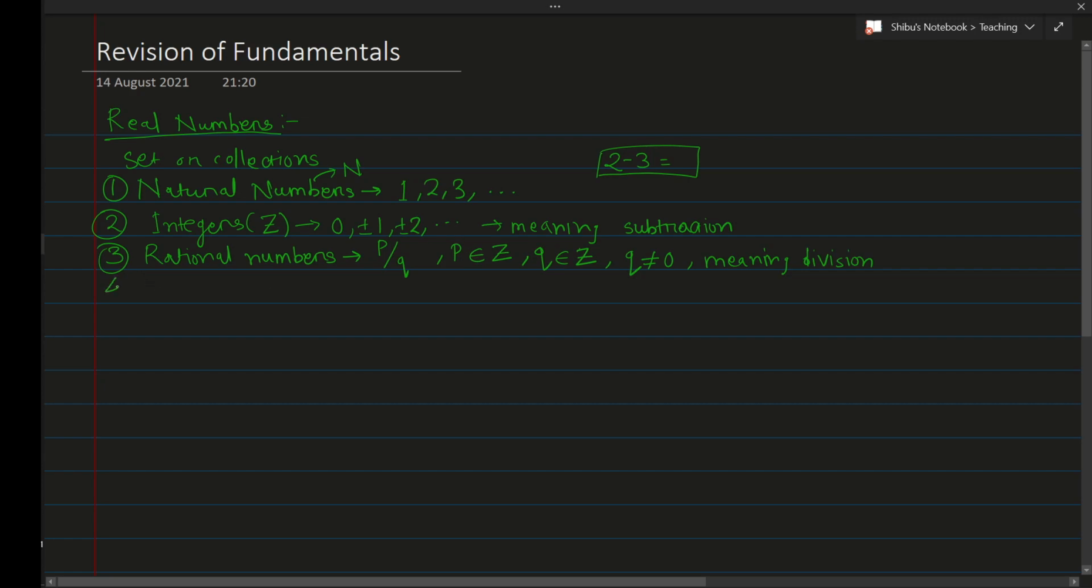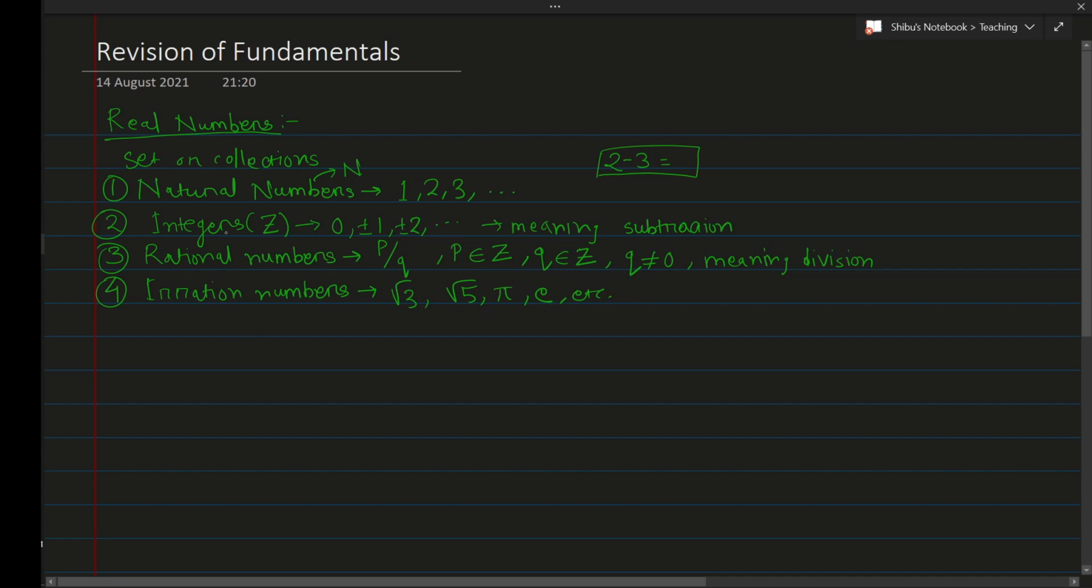Then there is another class, or set, of numbers, irrational numbers, which contains numbers like root 3, root 5, pi, e, etc., which cannot be expressed as a rational number, or division of two integers, or quotient of two integers. So yeah, this contains this kind of numbers.